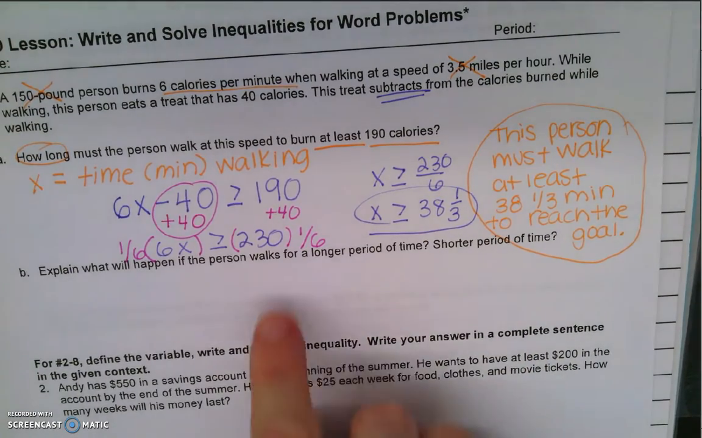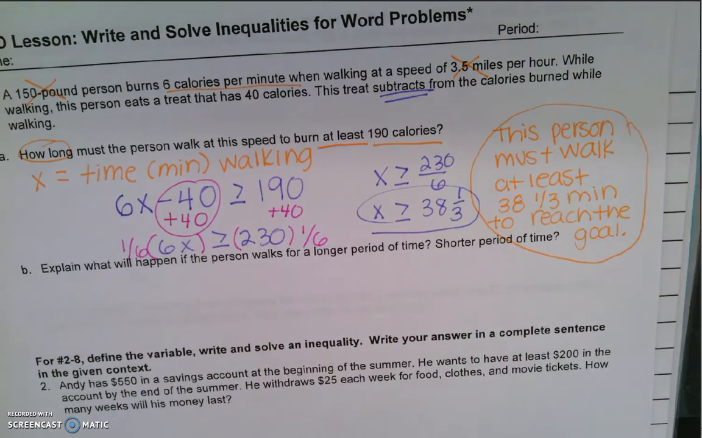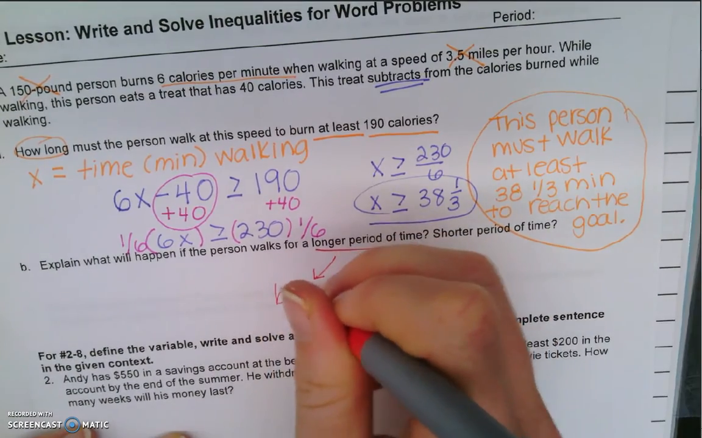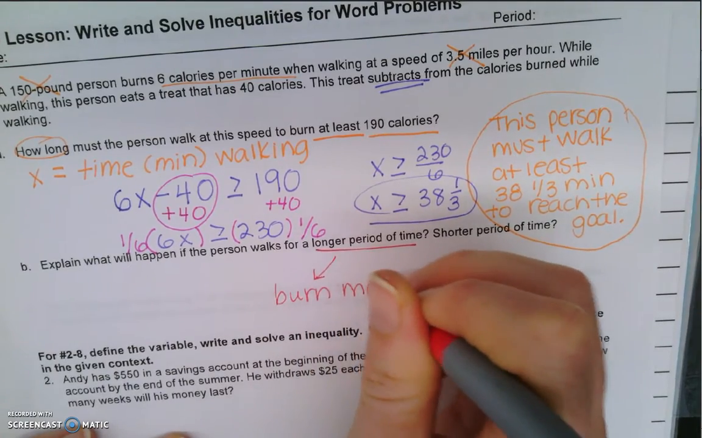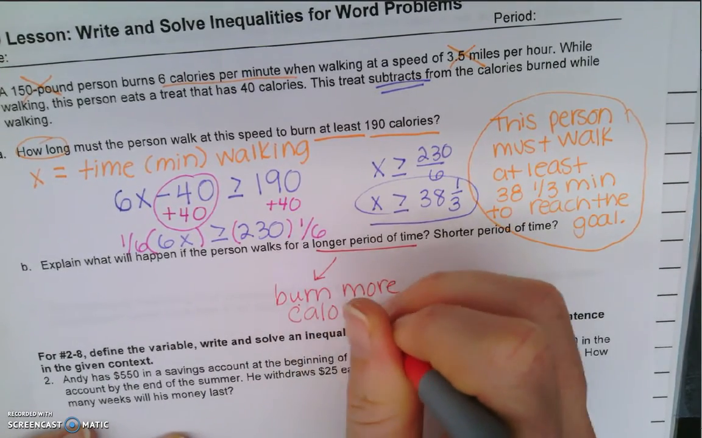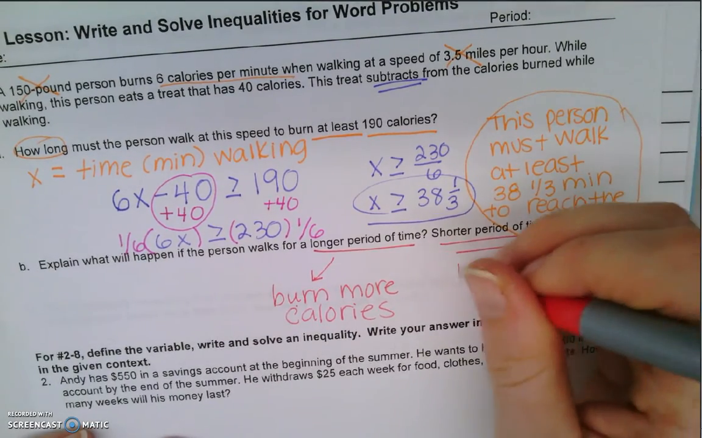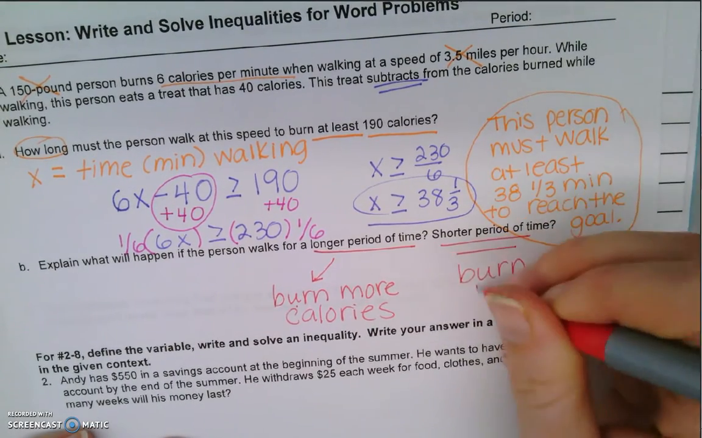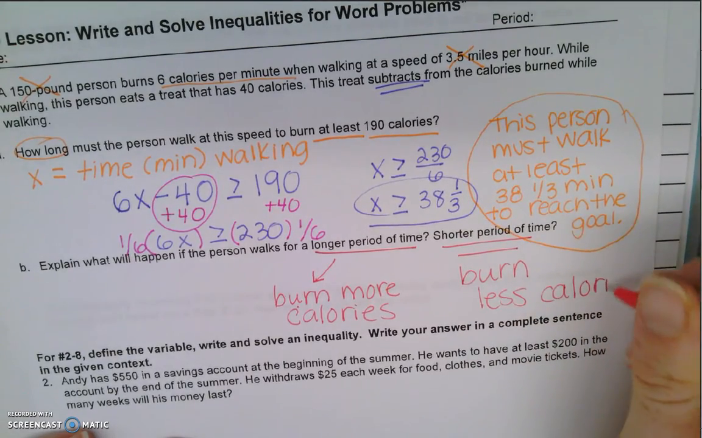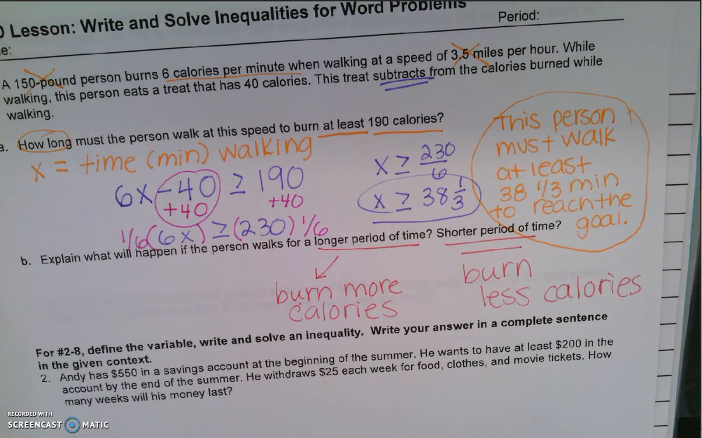What will happen if the person walks for a longer period of time or a shorter period of time? Well, if it's longer, they're going to burn more calories, or over 190. If it's a shorter period of time, they're going to burn fewer calories, or less than 190. Cool. Let's take a look at 2 through 8.